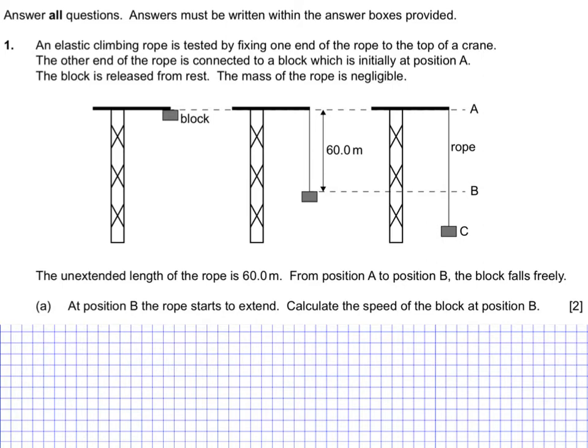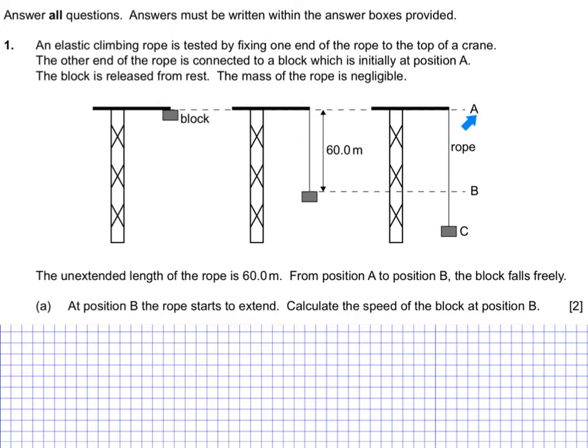So to begin with, there's the block. It's going to fall to this position B, and at position B, it tells us down here the unextended length of the rope is 60 meters. So as the block falls, it's essentially free falling 60 meters, at which point the elastic rope is then under tension.